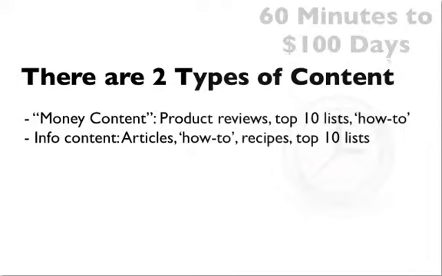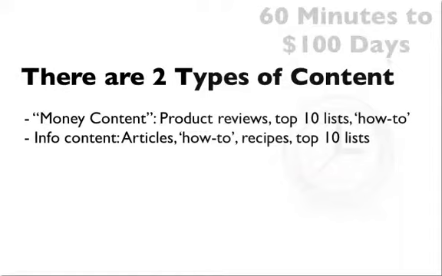So really there are 2 types of content for this type of site. There's money content, which would be product reviews, top 10 lists, and how-to articles. And then there's info content, which is just general articles, how-to articles, recipes, and top 10 lists. Now, I realize that a few of those I included in both content types, the top 10 lists and the how-to, and that's because both of those types of content can be both things.